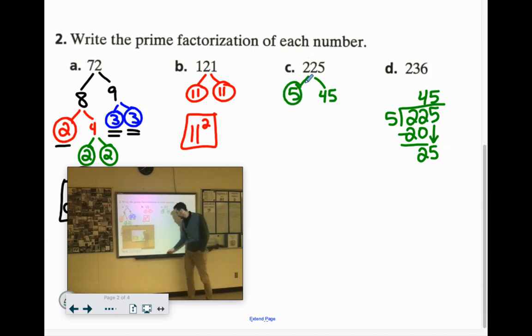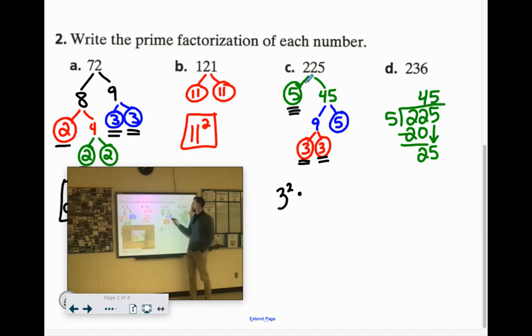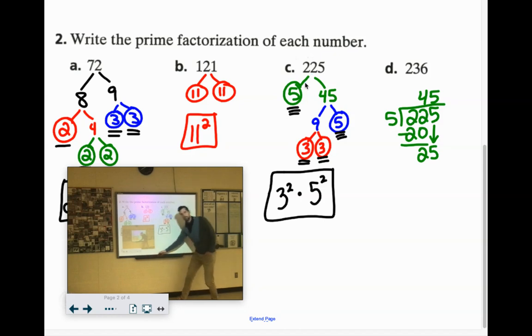5 is prime. So now we're looking at 45. You're like, 45? Well, I know that's 9 times 5. And 5 is prime. Great, but 9 is not. So we need to still break down 9. 3 times 3. Now everything is prime. So if we write our smallest number first, which are the 3's, we have 3 to the second times 5 to the second. Cool. All right, last one of these.